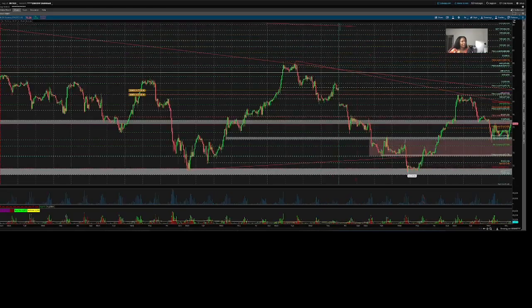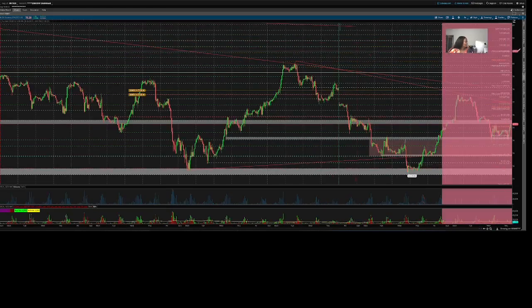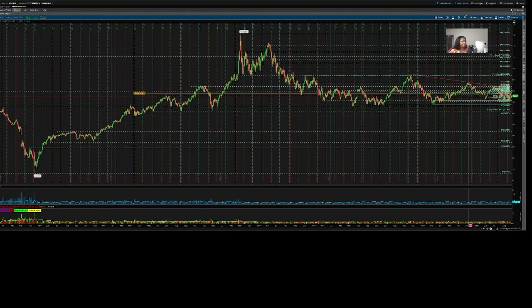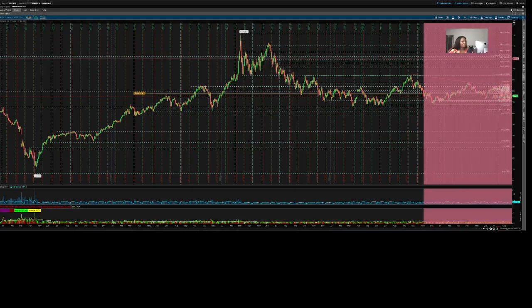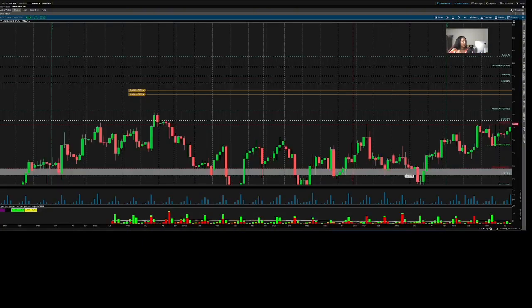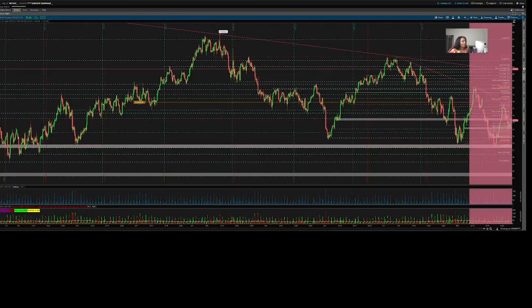It looks like my 15-minute, it looks like we are in control. The daily buyers are in control. As we can see, we got an inside bar on the daily today. Right now, it is looking like a buy day for sure.